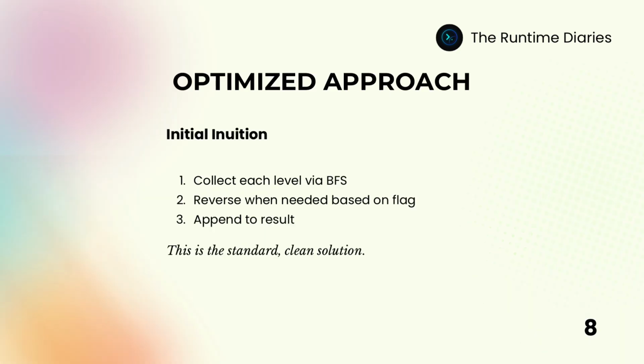So the game plan is straightforward. Collect each level using BFS. That means processing all nodes at the current level before moving to the next level. Reverse the level if our direction flag says we should. If we're on a right to left level, flip the list. Add that level to the final result. Flip the direction flag for the next level. This is the simplest, cleanest way to solve the problem. No complex data structures were used and no recursion tricks occurred. Just BFS with a toggle.